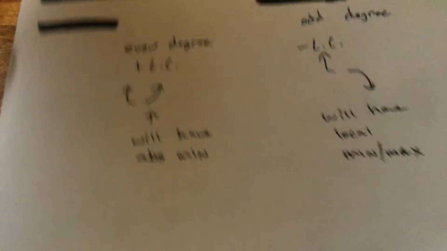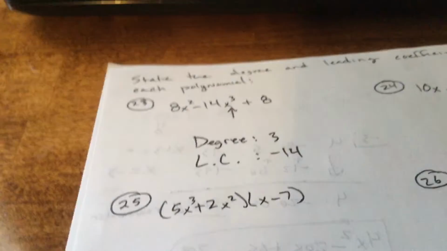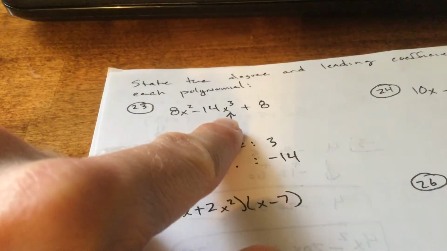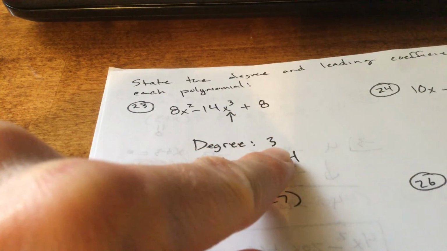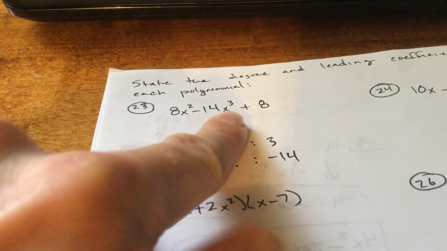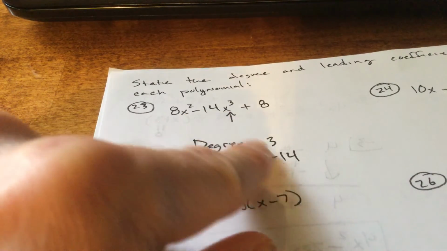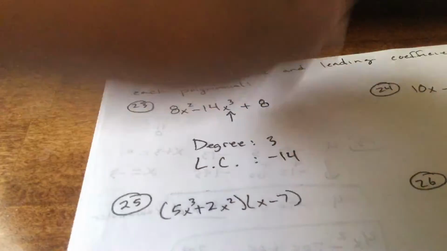Then we get to some really easy questions to end this. State the degree and the leading coefficient of each polynomial. The degree is the highest exponent, x to the third. The degree is 3. The leading coefficient is the number attached to that highest exponent. Negative 14 is the leading coefficient.